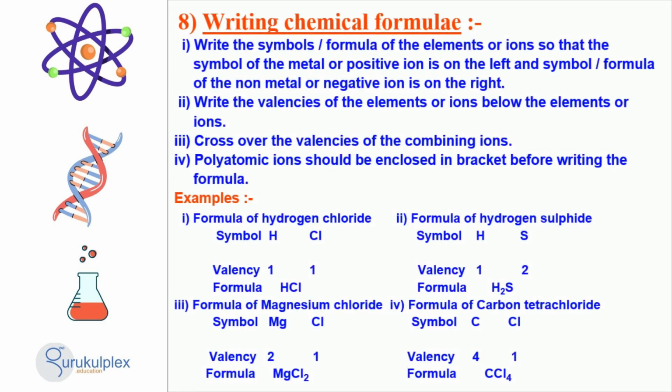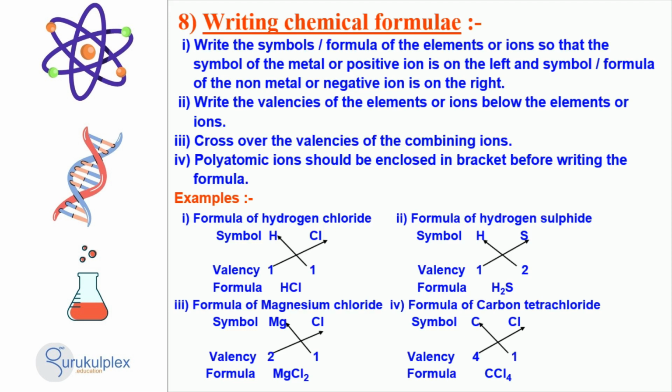PowerPoint slide number 12 is about writing chemical formulae. To write the formulae, the symbol or formula of the metal or positive ion should be on the left, and the symbol or formula of the non-metal or negative ion on the right. Valencies of the elements or ions should then be written below, followed by the crossing over of the valencies of the combining ions. Polyatomic ions should be enclosed in brackets before writing the formula.